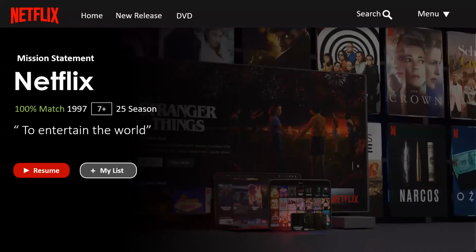To start off this presentation, I'm going to be giving a short introduction about Netflix. What is Netflix? Netflix is a popular streaming service that offers a large selection of movies, TV shows, and original content. Netflix's mission statement is to entertain the world. This tells us where the corporation is heading towards: to provide an on-demand movie streaming service to everyone around the globe.